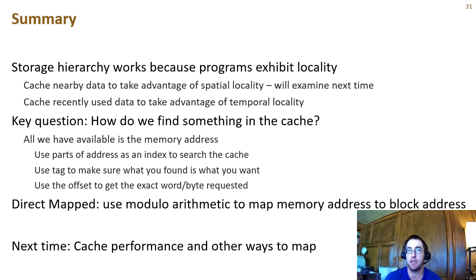So the storage hierarchy works because programs have locality. We cache nearby data to take advantage of spatial locality. We'll look at that more closely next time. We cache recently used data to take advantage of temporal locality. And we use parts of the memory address in order to figure out whether and where something is in the cache. So we use part of the address to index to search the cache. We use the tag to make sure that what we found is what we want. And in the direct map approach, we use modulo arithmetic to map the memory address to a block address.